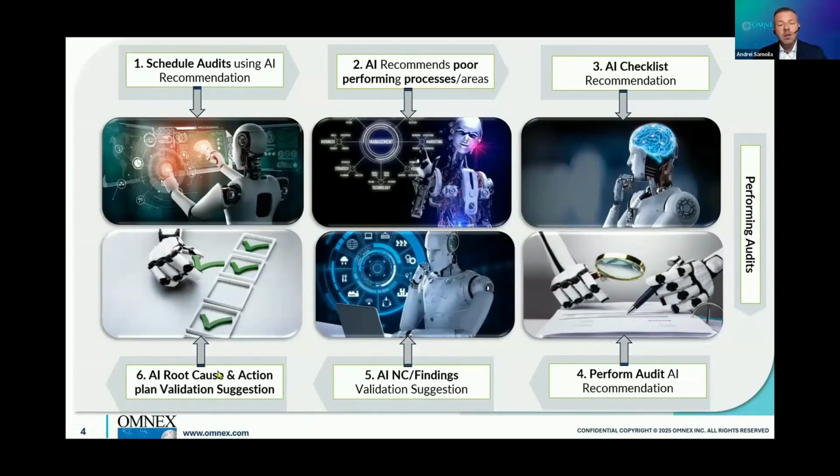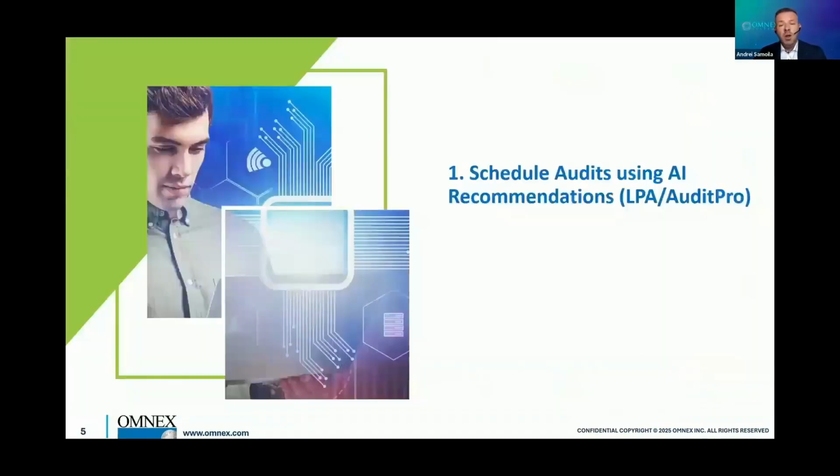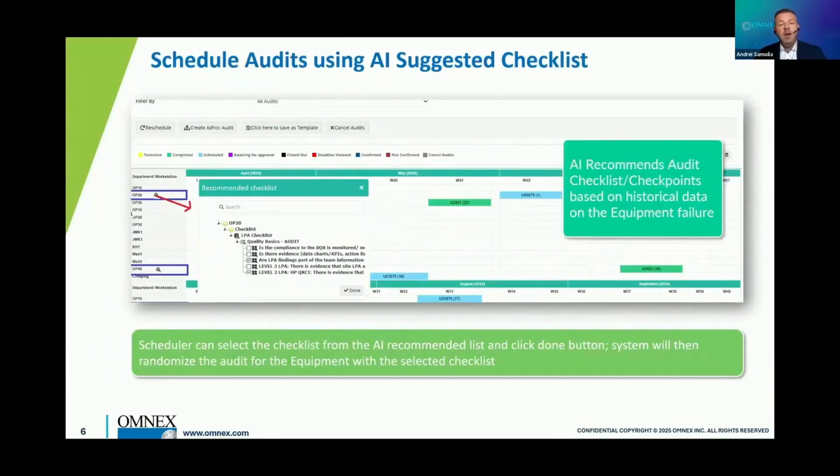And last but not least, AI root cause and action plan validation suggestion. So that's the entire cycle of the audit, right? I'm sure everyone is familiar with this. Next, what I'm planning to explain is that if I choose scheduling audits, LPA for example, you will see here that I've got multiple operations and also multiple processes.